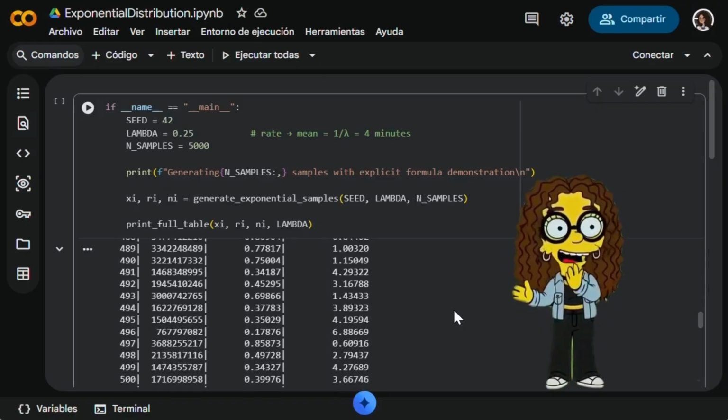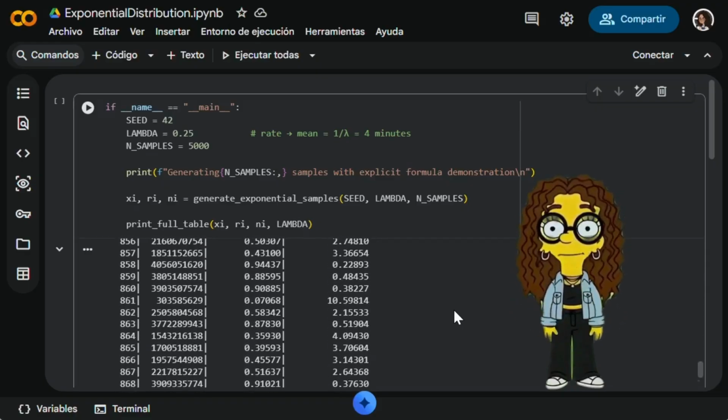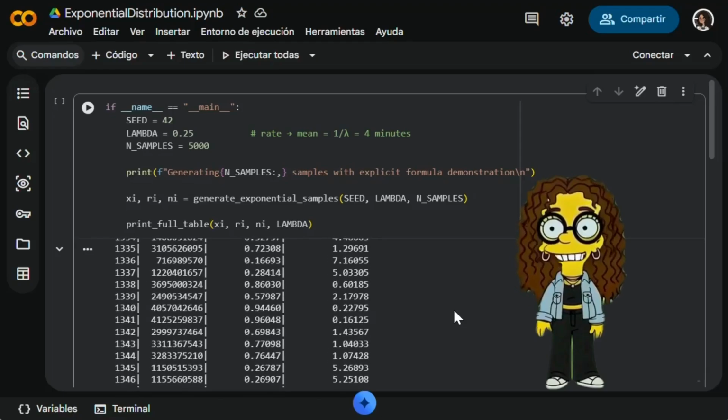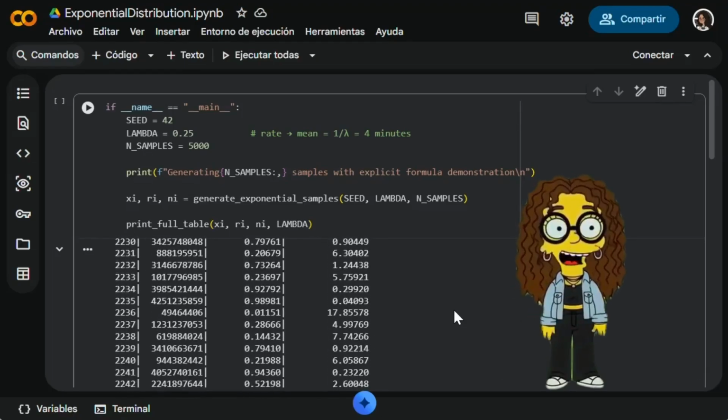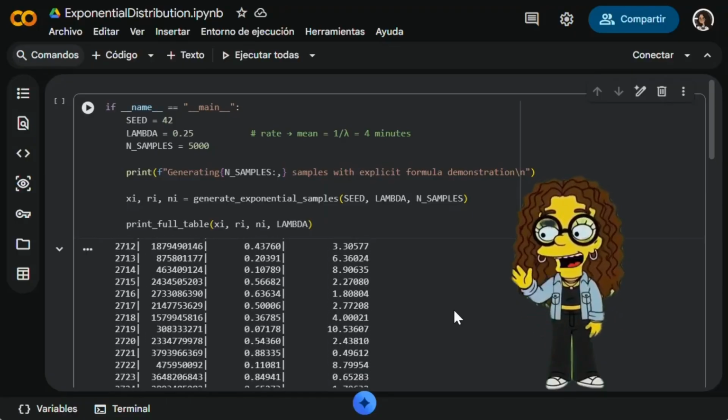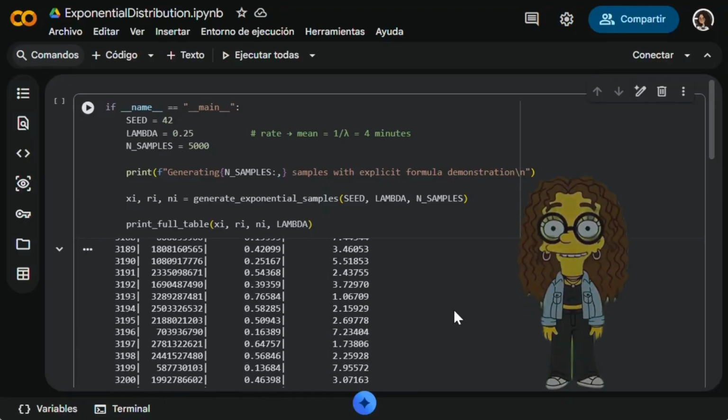The code has finished its work. What began as an abstract system, the number 42, has blossomed into a data ecosystem that perfectly mimics the realm of reality.